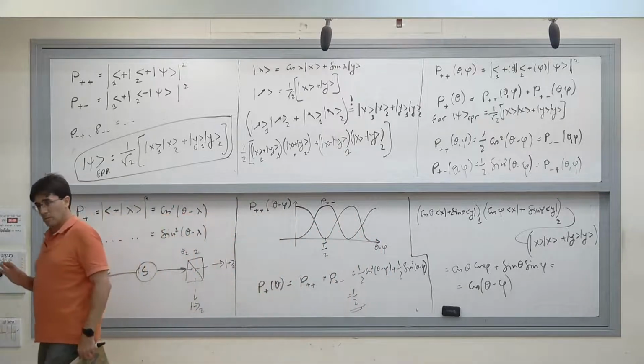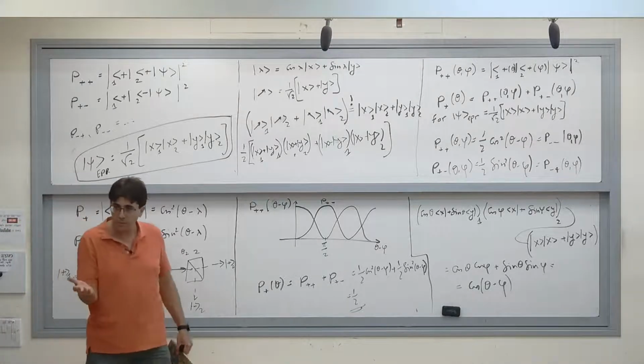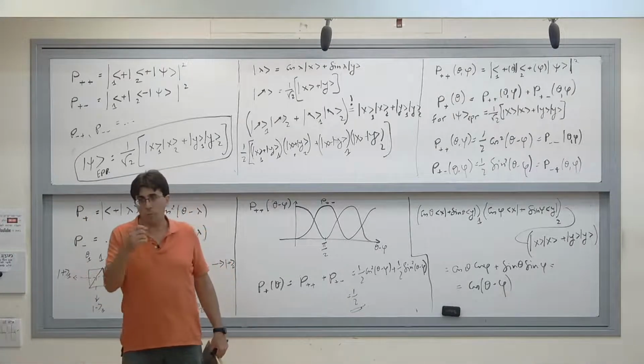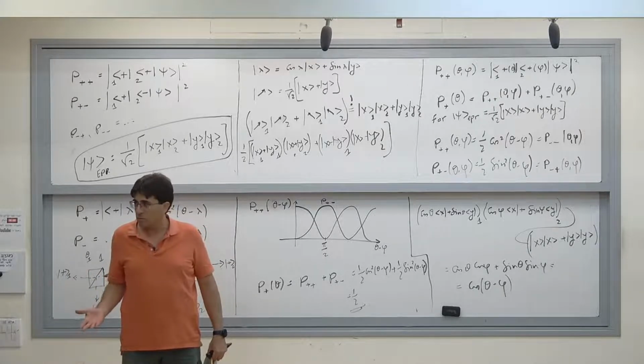That's okay. I don't know the polarization of the photon coming to me. And I put a polarizer in front of it. What's the probability of measuring a plus? Half.